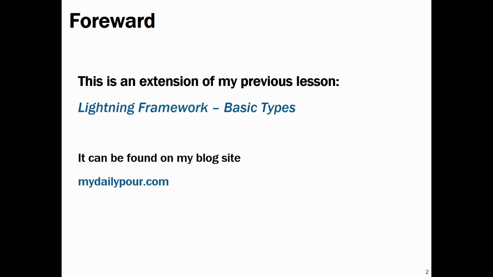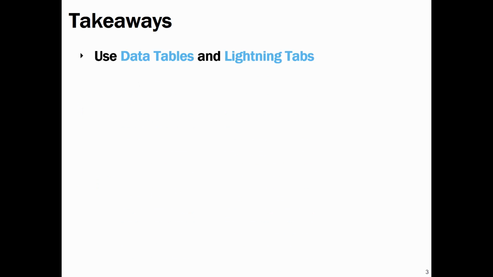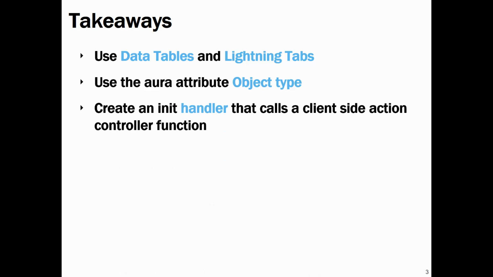So here are some quick takeaways right off the bat. We're going to be using data tables, and we're going to be using Lightning tabs, which are really cool. And we'll use the Aura attribute, like I mentioned, the object tag. We're going to create an init handler, and this is something new. The init handler's basic job in the attribute tag there is to call the client-side controller function. And we're going to see that over and over again. I don't think you can escape this particular handler as you go forward and start developing Lightning components. We're also going to look at a Lightning card.